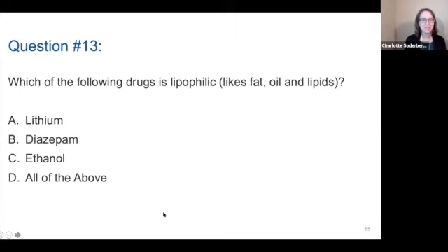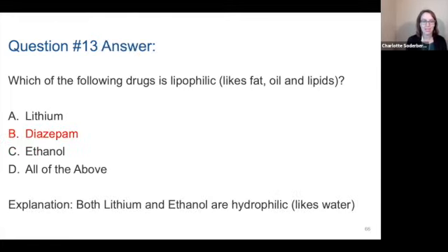Okay, oh, we're pretty split across the board. So it looks like lithium and diazepam are tied, each at 30%. So those are in the lead. So let's go to the next slide. Yep, so 30% of you correct.